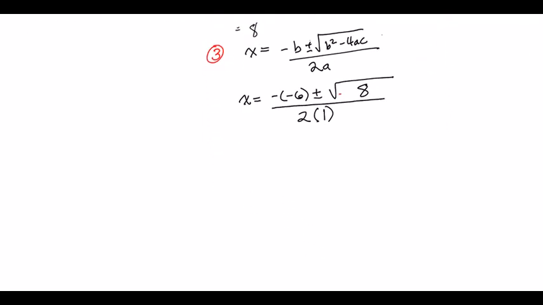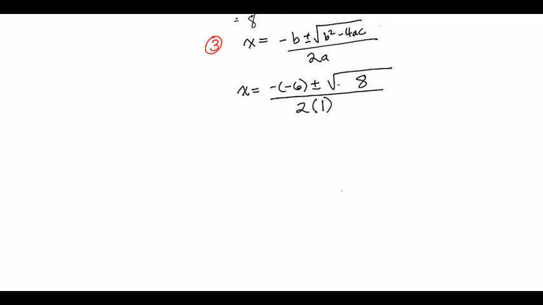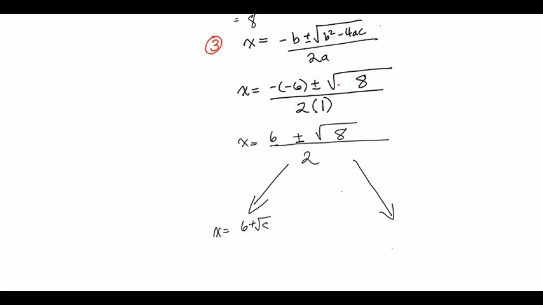And now we'll simplify. So now our problem turns into this: x equals positive 6 plus or minus the square root of 8, all divided by 2. Now, just like before, we split our problem into two groups. Remember, it's plus or minus there. It's one where x is equal to 6 plus the square root of 8 divided by 2, or x is equal to 6 minus the square root of 8 divided by 2.